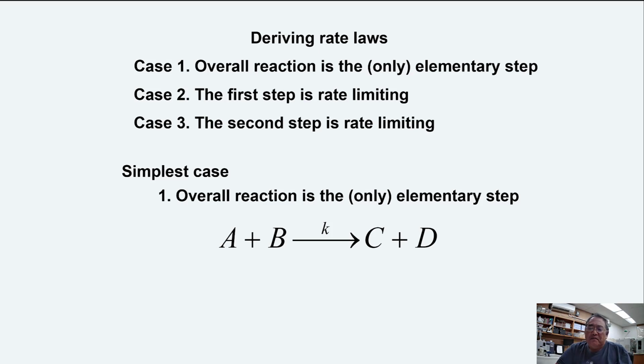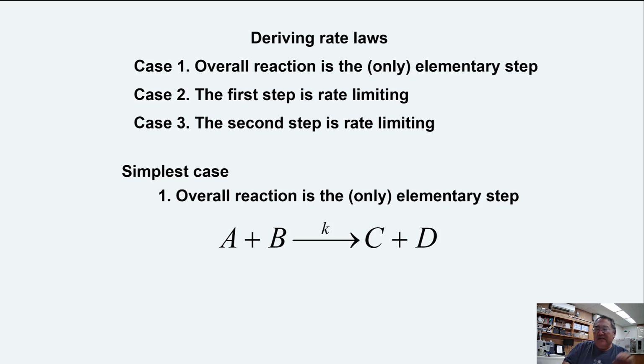Okay. So there's three cases. One, the overall reaction is the only elementary step. Then you can write a rate law from it very easily, and I'll show you how to do that. Or two, the reaction is multi-step, but the first step is rate determining. That one's super easy too. We only ever do two and maybe a three-step mechanism. Most likely the most you'll see in this class for now is two steps. If it's a two-step mechanism and the second step is the slow step, that's the one that requires some algebra, and I'll show you how to do that.